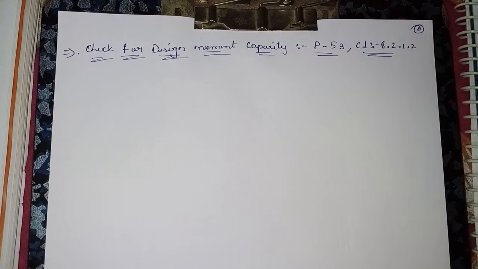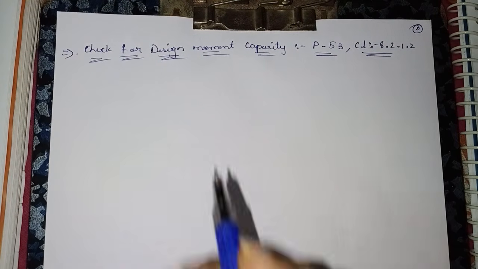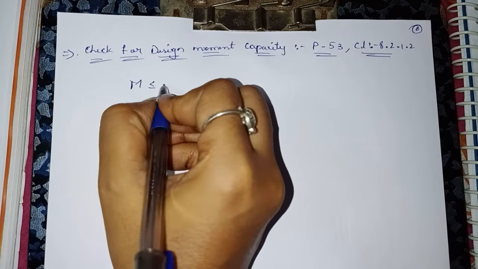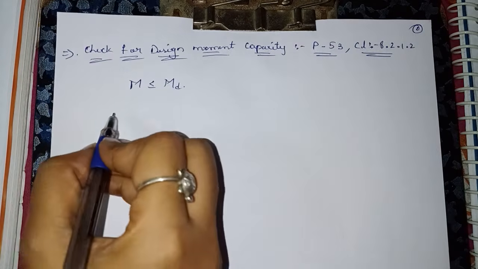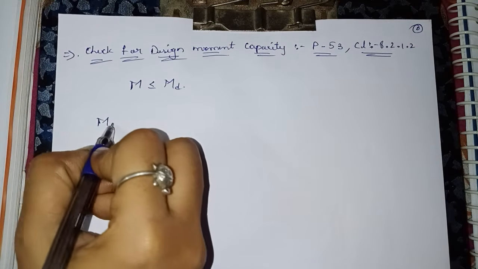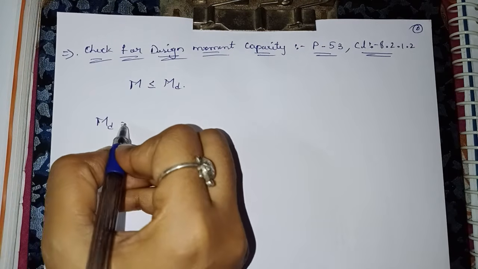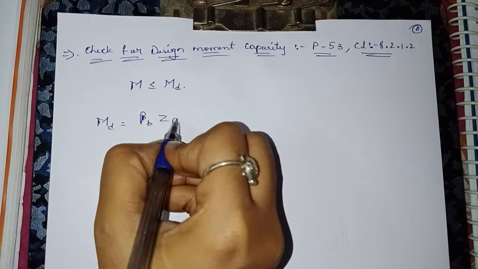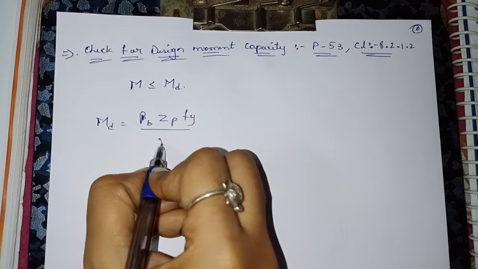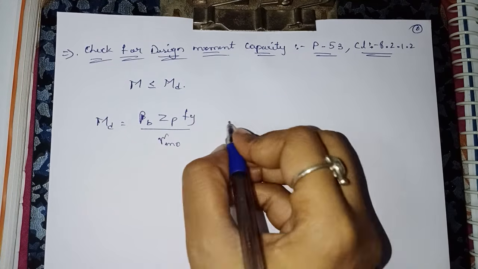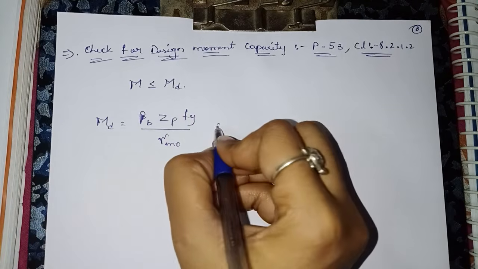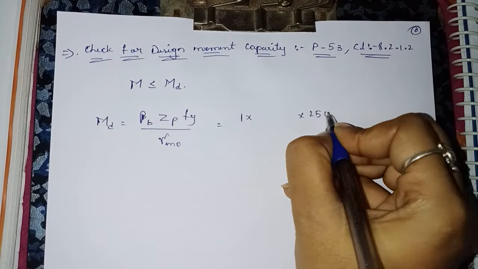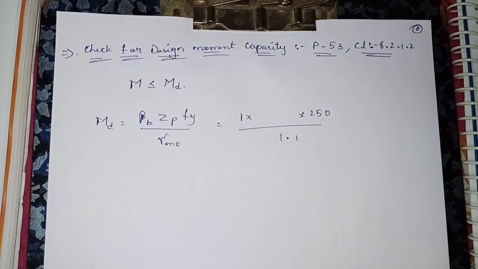Now we'll go for the check for our problem. So what is M? M should be lesser than or equal to MD. Now we'll calculate what is MD here. MD is equal to, so how much will you get? MD is equal to beta B ZP Fy divided by gamma M naught. Okay, so beta B is nothing but 1 into ZP. Okay, I'll tell you what is ZP. 250 divided by gamma M naught, which is 1.1.